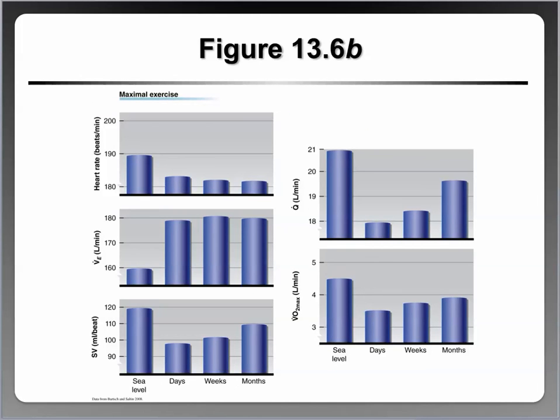And this is a figure that represents what's happening at maximal exercise. Apparently your book doesn't think that it's important to actually talk about this, but they show a figure. And we're looking at the same place, so the left-hand side and the middle column. And at maximal exercise you can see that compared to sea level, ventilation is significantly increased.